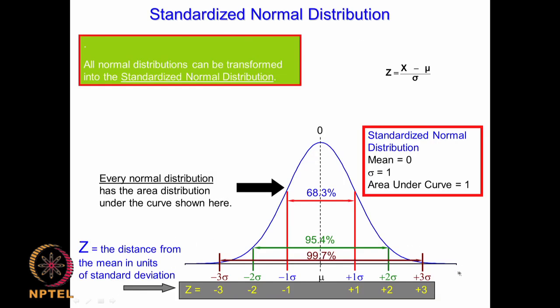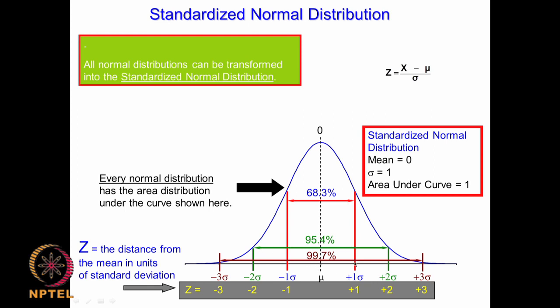So the area outside 2 sigma will be 0.046. If you remember in the previous case, the area inside 2 sigma is 95.4, so the remaining is 4.6. So this portion is 2.3, this portion is 2.3. Actually we don't say 95.4, we call it 95 as a round number. So this outside area will become 5, so this portion will be 2.5 and this portion will be 2.5. That's what we do actually.